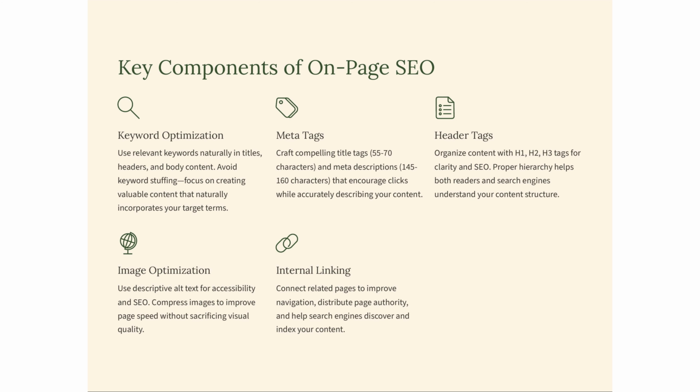Keyword optimization involves using relevant terms naturally in titles, headers, and content. Avoid stuffing. Focus on valuable content. Meta tags should be compelling and descriptive. Use header tags for clarity and structure. Optimize images with descriptive alt text and compression. Internal linking enhances navigation and helps search engines index your content effectively.